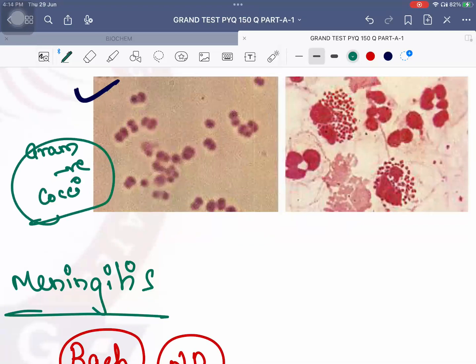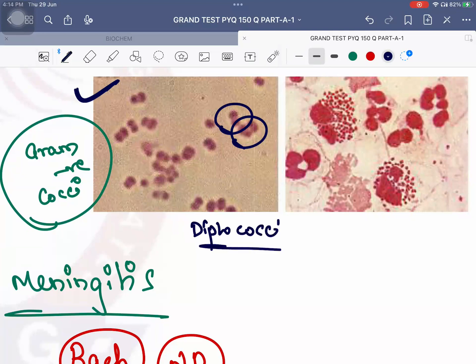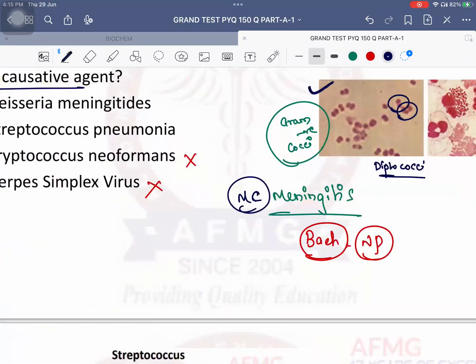All cocci are gram positive except two. One is called meningococcus. Second is called gonococcus. Meningococcus is also known as Neisseria meningitidis, and gonococcus is also known as Neisseria gonorrhoeae. Okay? And we know that meningococcus is usually a diplococci. दो जोड़ी जोड़ी में रहते हैं. ठीक है? They are gram negative diplococci which are usually seen. And meningococcus is a known cause of meningitis as well. So it is a case of meningococcal meningitis.